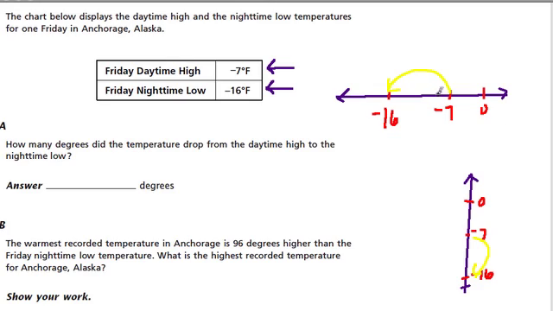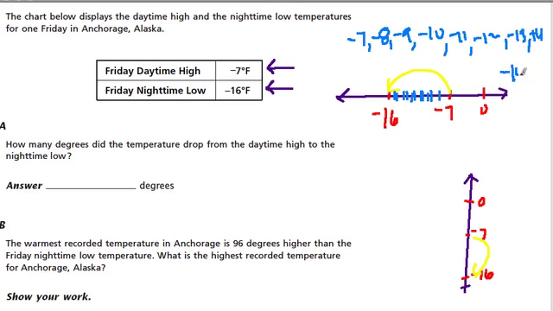Well, first, let's just start by counting. We get -8, -9, -10, -11, -12... My strategy for counting there was horrible, but let me just count it again. We have -7, -8, -9, -10, -11, -12, -13, -14, -15, -16. So here we hopped 1, 2, 3, 4, 5, 6, 7, 8, 9. So it's 9 degrees lower, right, from -7 to -16.